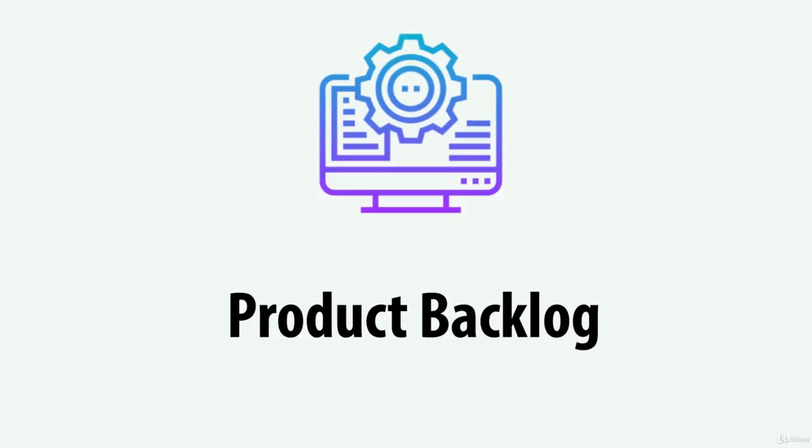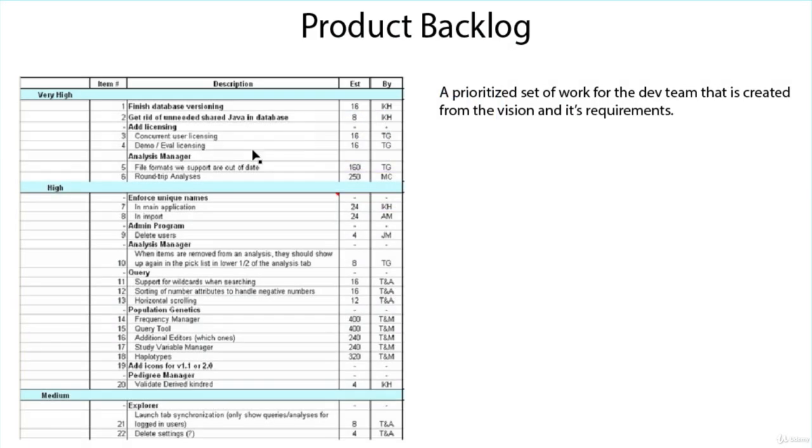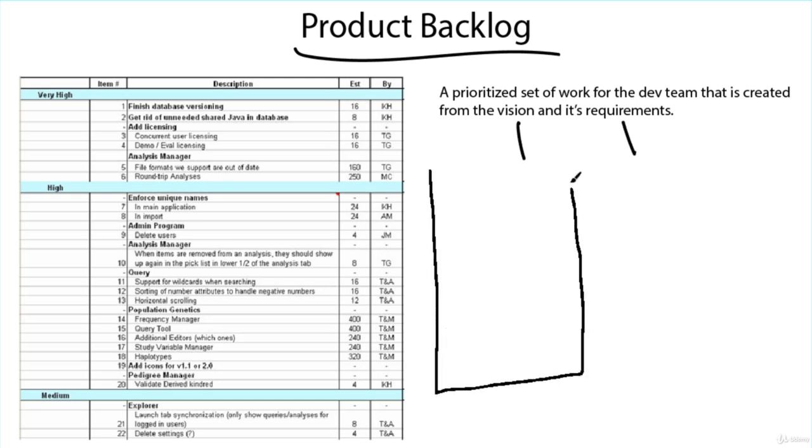All right, so let's talk about one of the artifacts, and that is going to be your product backlog. All it comes down to, to keep a healthy product backlog, is a prioritized set of work for the dev team that is created from the vision and the requirements. Remember, your vision is like that roadmap. It's that big idea of where do we want to head? We're here. Where do we want to go?